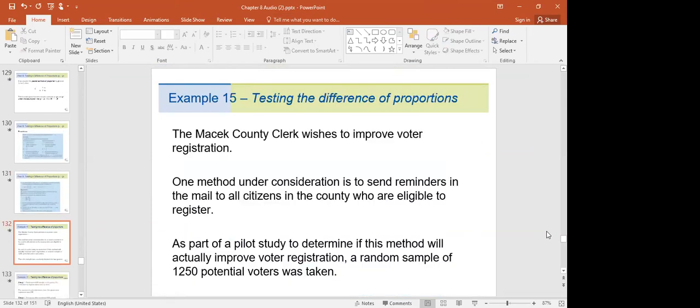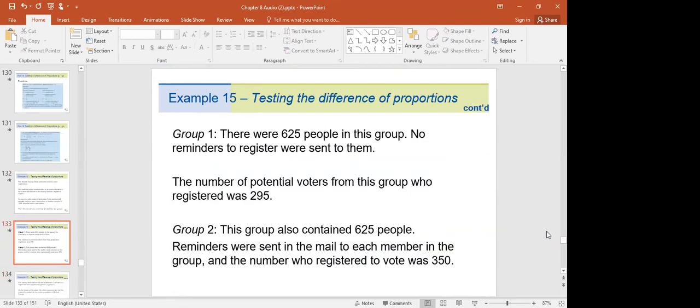So let's look at this example. The Mackcheck County clerk wishes to improve voter registration. One method under consideration is to send reminders in the mail to all citizens in the county who are eligible to register. As part of a pilot study to determine if this method will actually improve voter registration, a random sample of 1,250 potential voters was taken. Group 1, there were 625 people in this group. No reminders to register were sent to them. The number of potential voters from this group who registered was 295.